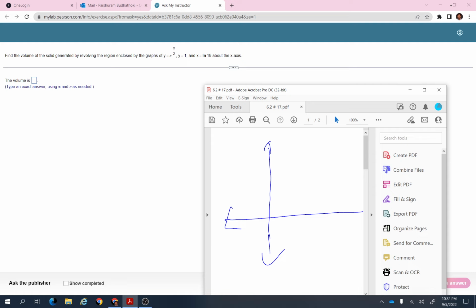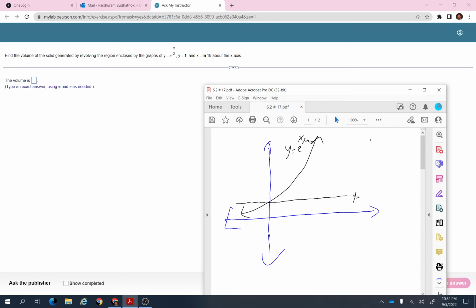So this is y equals e to the power x over 2, and y equals 1, because this graph is going to intersect at 1, so this is y equals 1 as well. Then finally x equals ln 19, somewhere here that's greater than 1. So the region enclosed by these is this one. This is the region we're looking at.